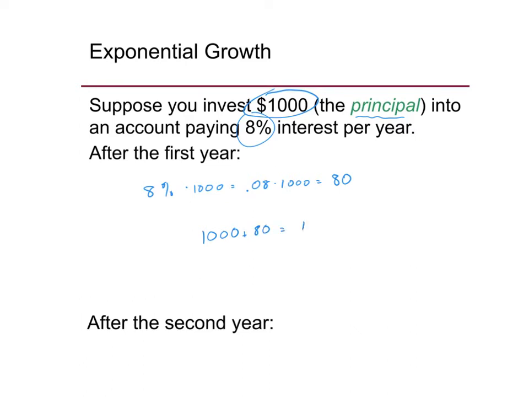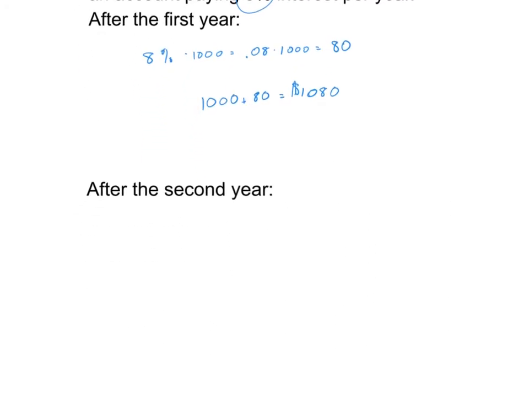Add that on to the $1,000 that we started out with. 1,000 plus 80 is 1,080. There we go, dollars. So after the first year, we've made $80. Pretty good deal, right? And after the second year, let's do that same thing again.